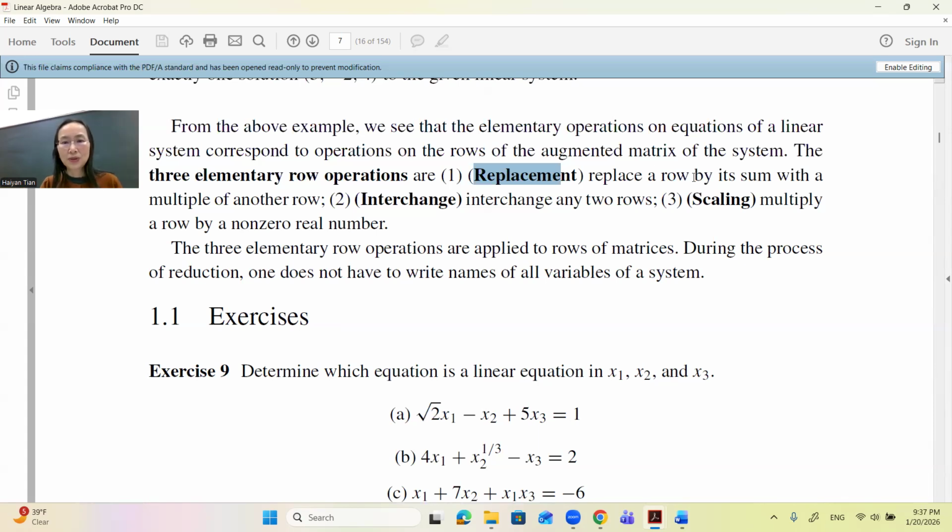For example, when we try to eliminate a variable, we replace that equation. How do I replace? We replace a row of the matrix by adding a multiple of another row to this row. So you see I use the operation for the equations, or operation on the matrix, because they are essentially the same, right? Three operations.